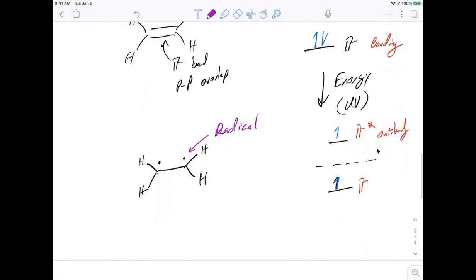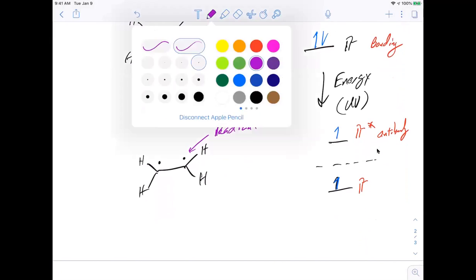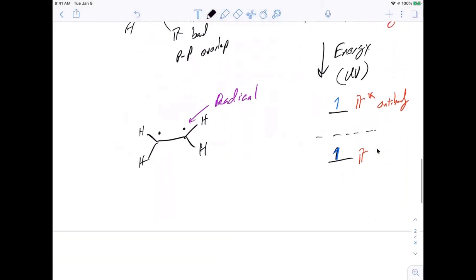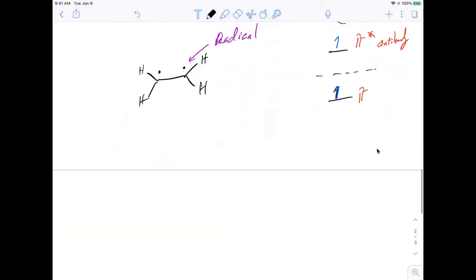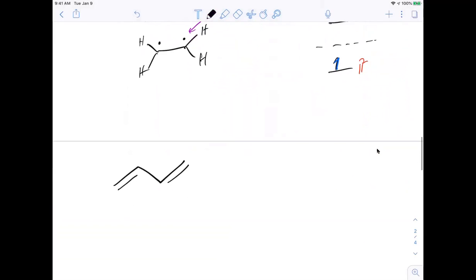Now, when we think about that, then we think about, okay, how do we keep that from happening, and what's going on with different things? Well, what we can do is look at something with more double bonds. So here we have 1,3-butadiene.